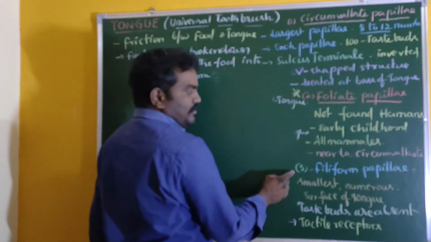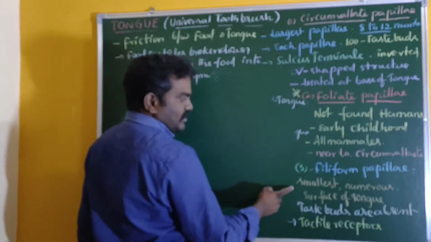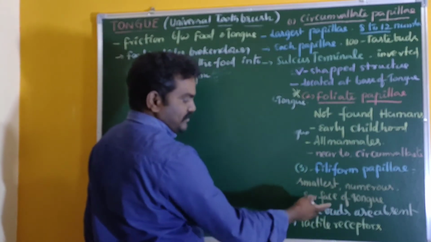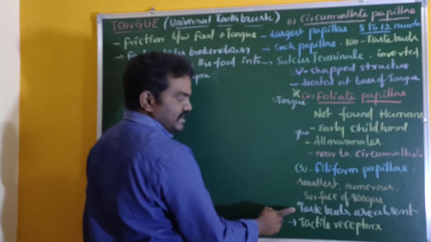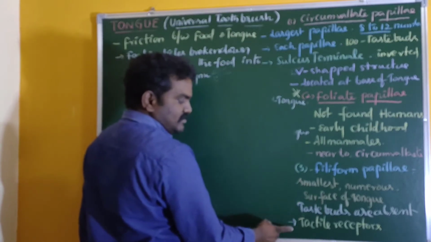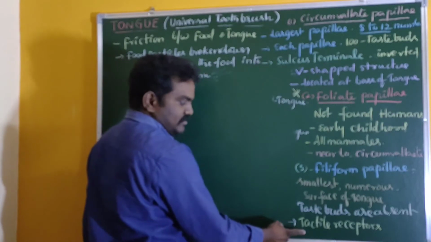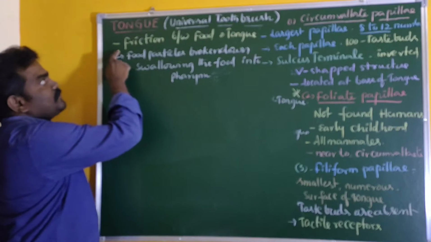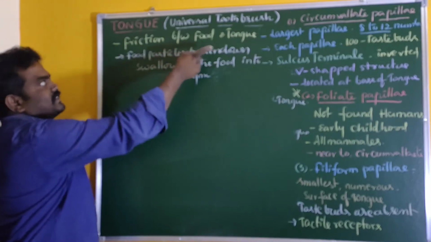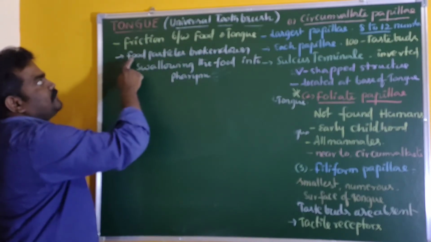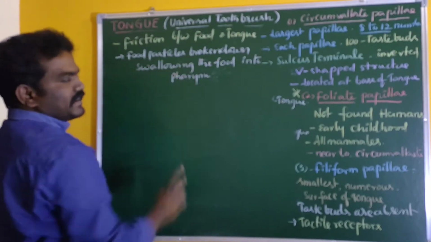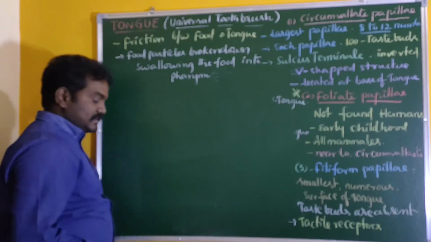So this is the third type of papillae. Filiform papillae are the smallest, numerous in number, and located at the surface of the tongue. They do not have any taste buds. Instead, they bear a kind of receptor called tactile receptors, whose main role is to provide friction between the food particles and tongue, so the food is broken down and swallowed into the pharynx.